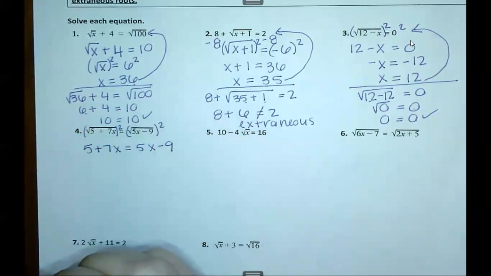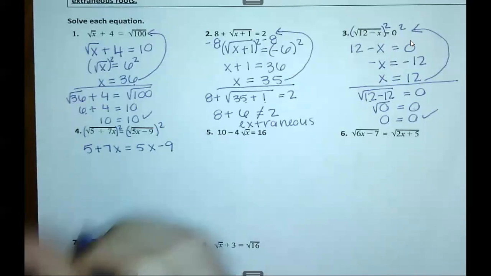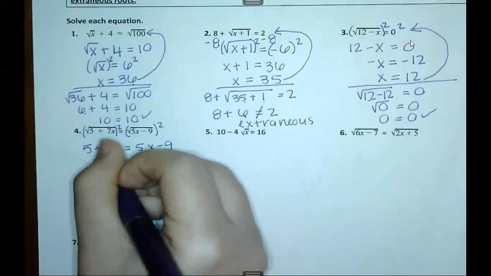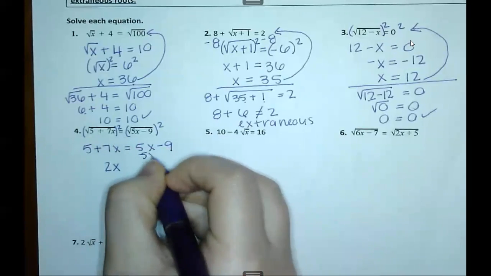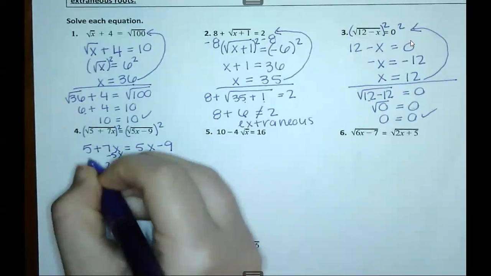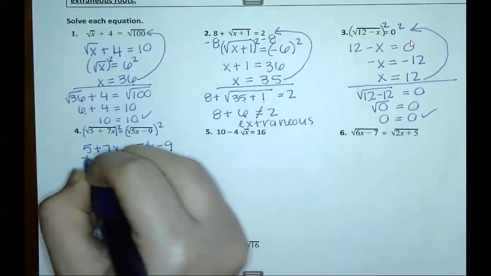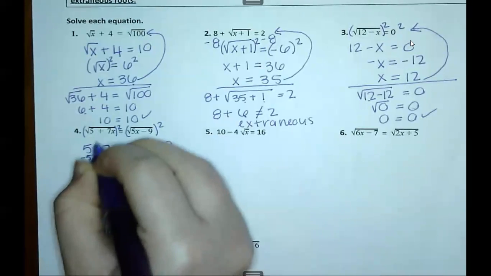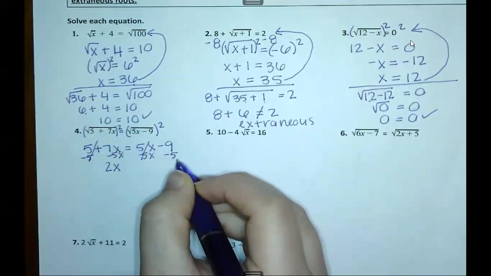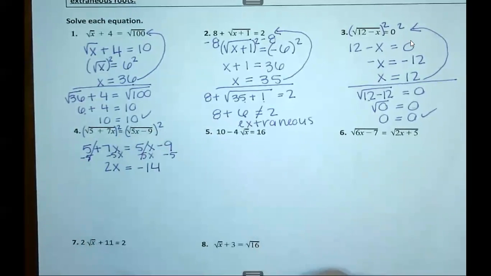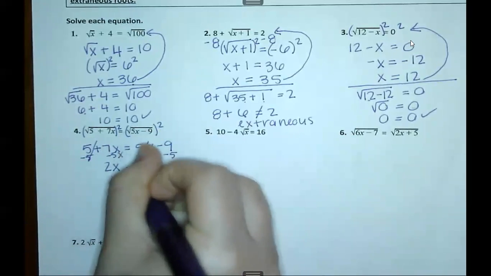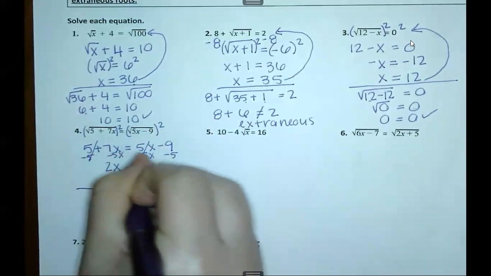And we are trying to solve for x. So I need to move the x's to the same side and the numbers to the same side. So I'm going to subtract 5x, which is going to give me 2x. And then I am going to subtract 5 from both sides, which makes this go away. -9 minus -5 is -14. I divide by 2, and we get that x equals -7.